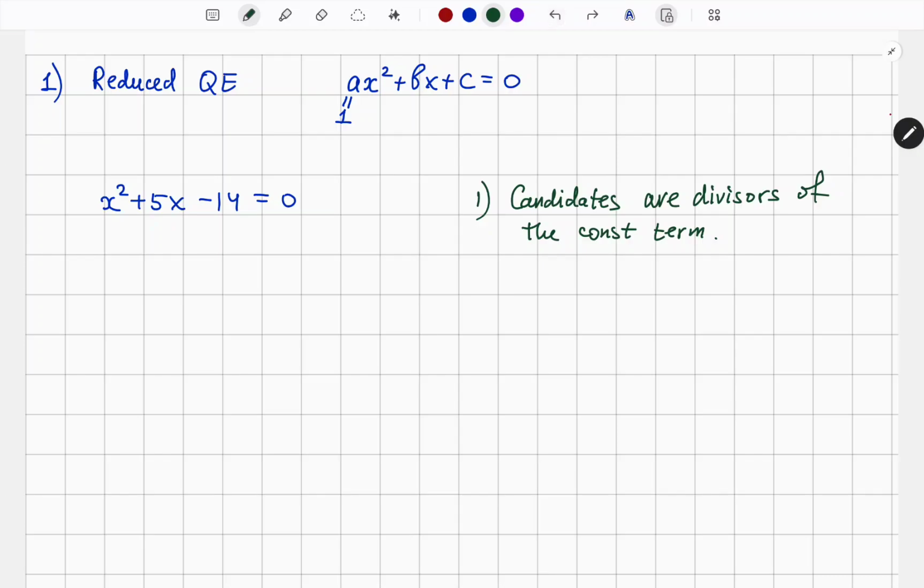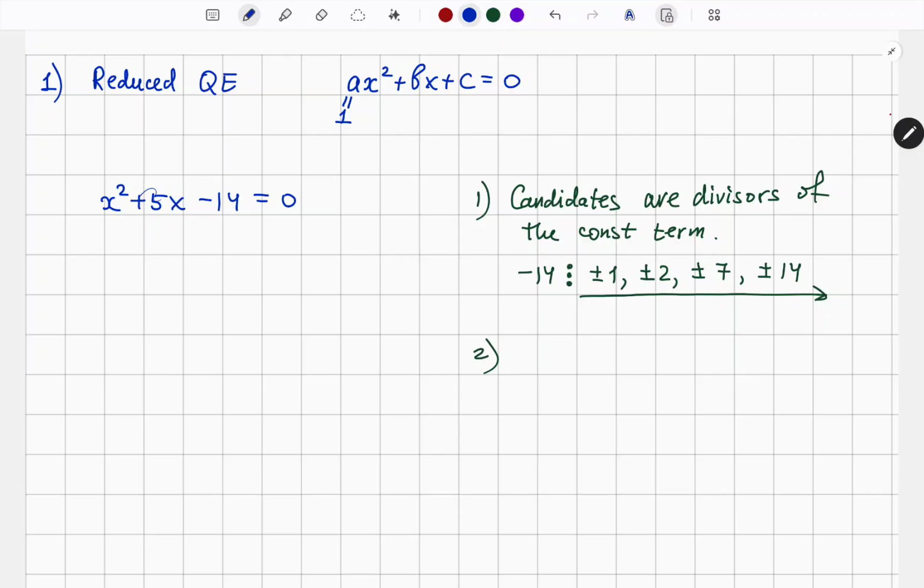So let's list all the divisors. Minus 14 is divisible by, so this 3 dots means divisible by, plus or minus 1, plus or minus 2, plus or minus 7, and finally plus or minus 14. So you can see 8 candidates. And we will try, not all of them, of course, but we start by considering the candidates from smaller to larger.